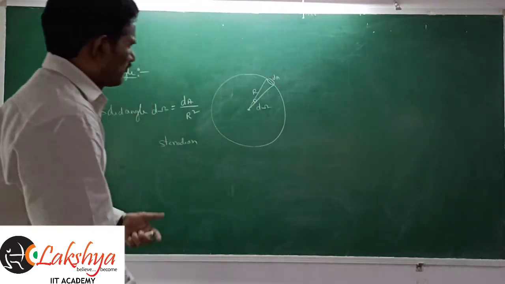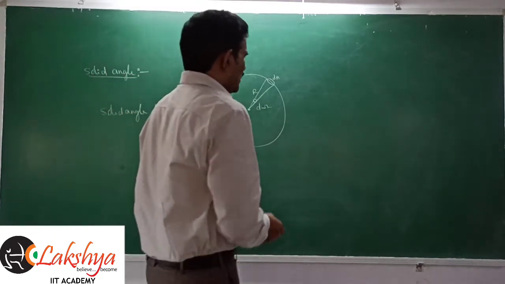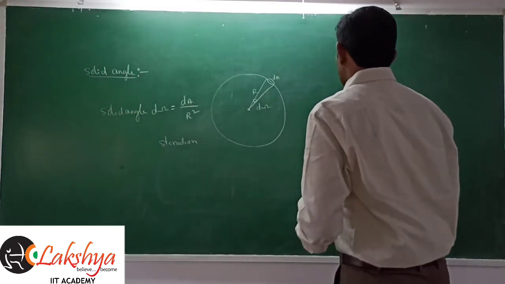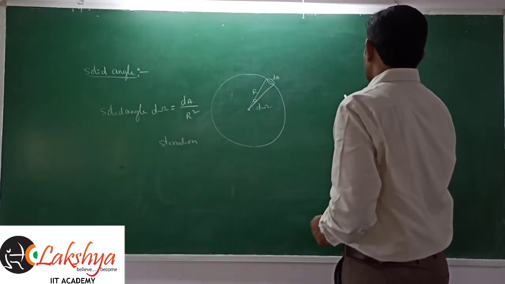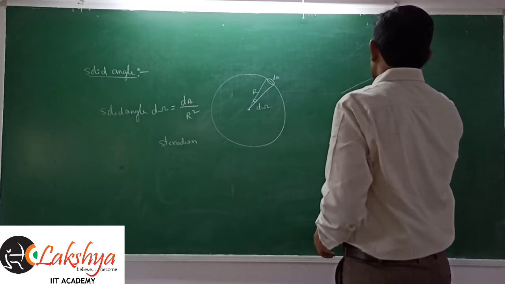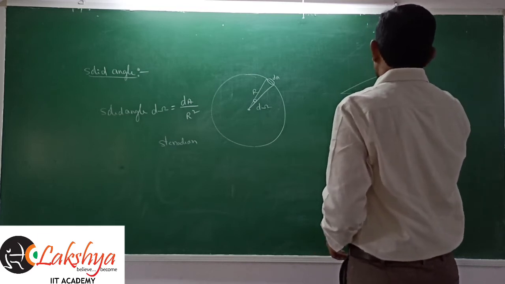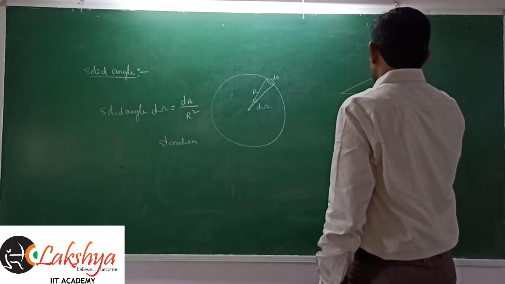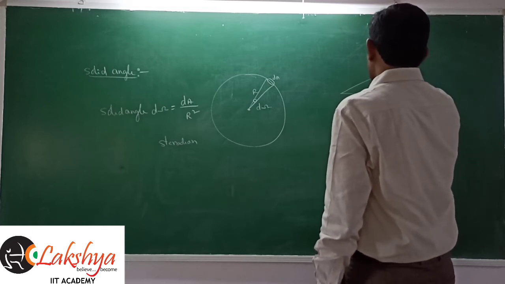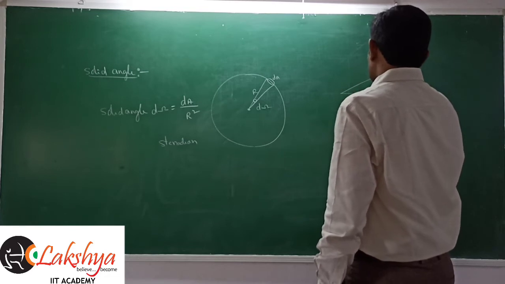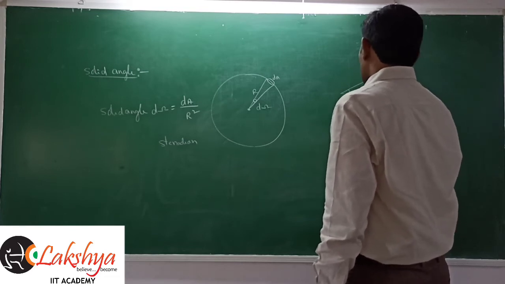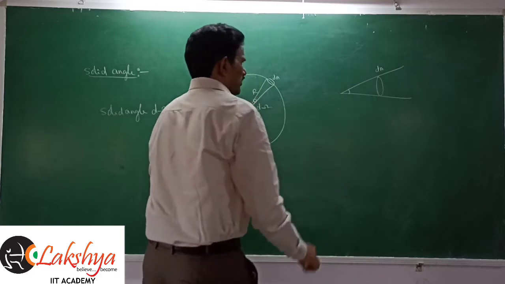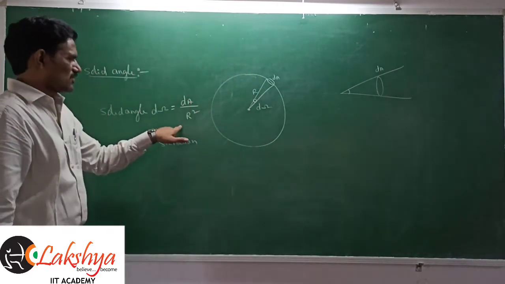Now there are certain cases, like if that area is not perpendicular to this radius. For example, if the area dA is like this, then you can define that angle d omega according to this as dA by r square.